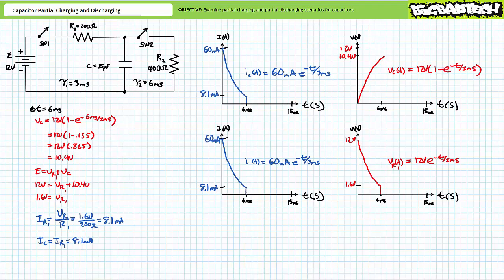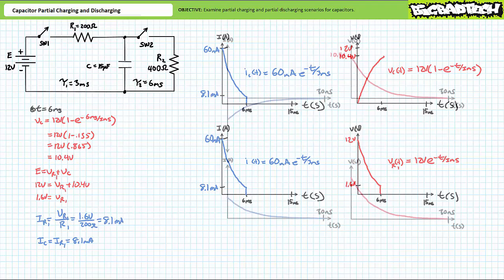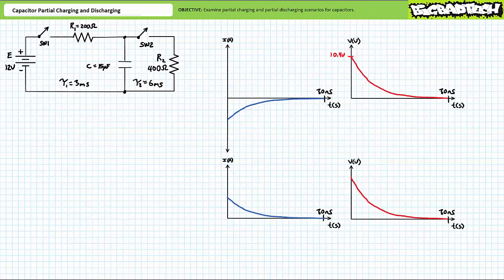If you know the initial conditions, the final conditions, and the time constant, solving for the intermediate state should be child's play by substituting the time of interest into the expression of interest. Too easy.